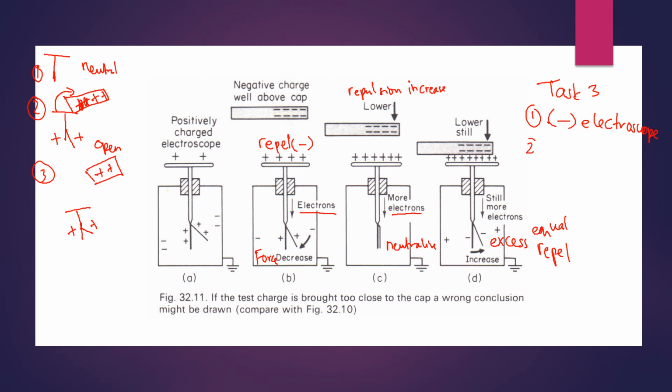Task number 2: what will happen if the electroscope is negatively charged, and after that I bring a positive charged object to the negatively charged electroscope, like this picture, but I changed it? The electroscope is negative, but the object is positive, so what will happen? Please write it down in task 3, then I will check it.